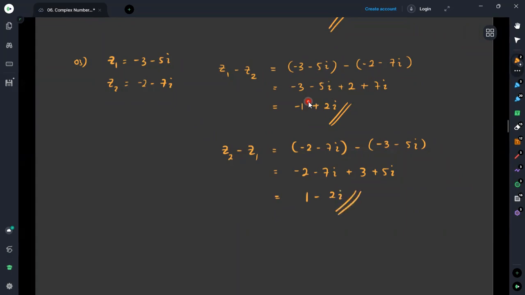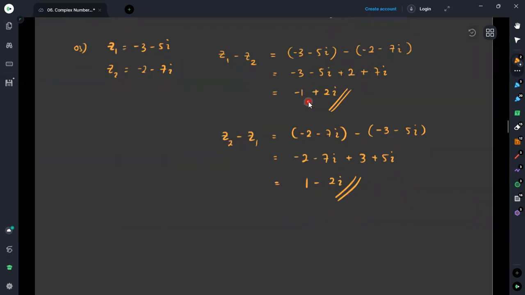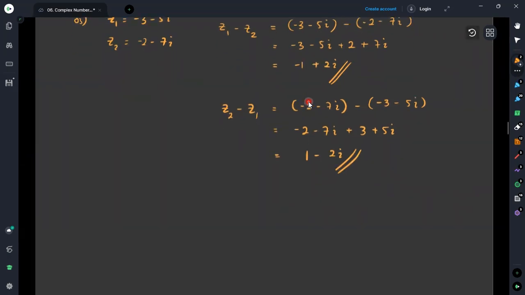Therefore, using these two values, we can build up a relationship among them as well. Same as with real numbers, Z1 minus Z2 is equal to, if you multiply this part with minus, we'll get the initial one. Therefore, it will be equal to minus times Z2 minus Z1 as well. Therefore, we can show this equality as well.